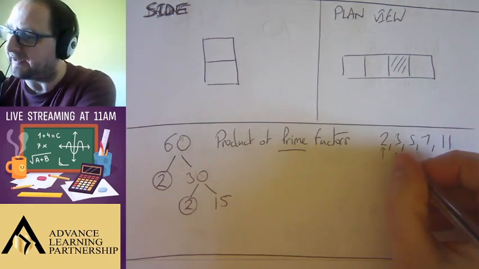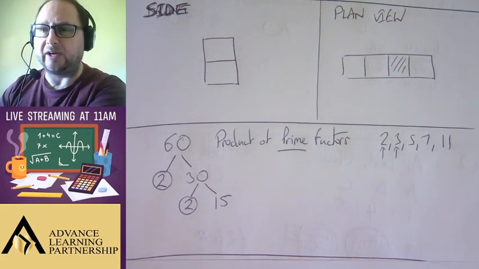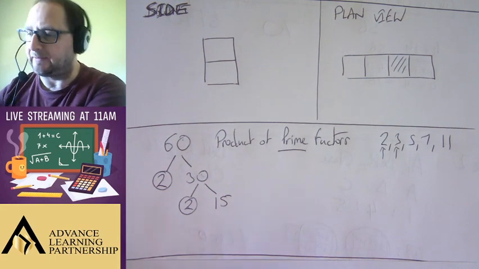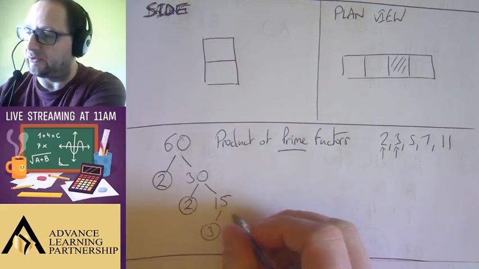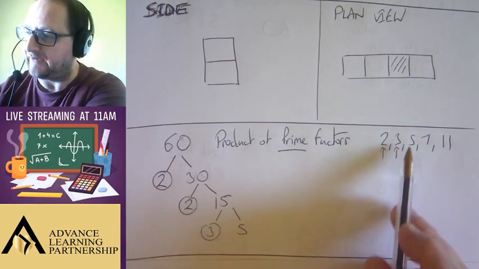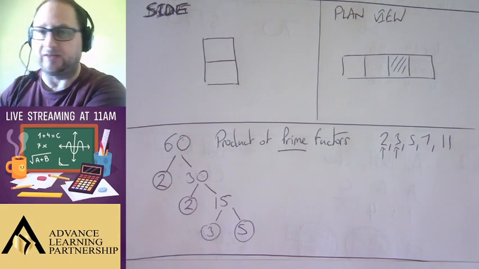At that point, you'll notice that 2 will not go into 15. So I move to my next prime number and I say to myself, okay, does 3 go into 15? Yes, of course it does, and it goes in 5 times. Now 5 is also a prime number, so I can circle that as well.